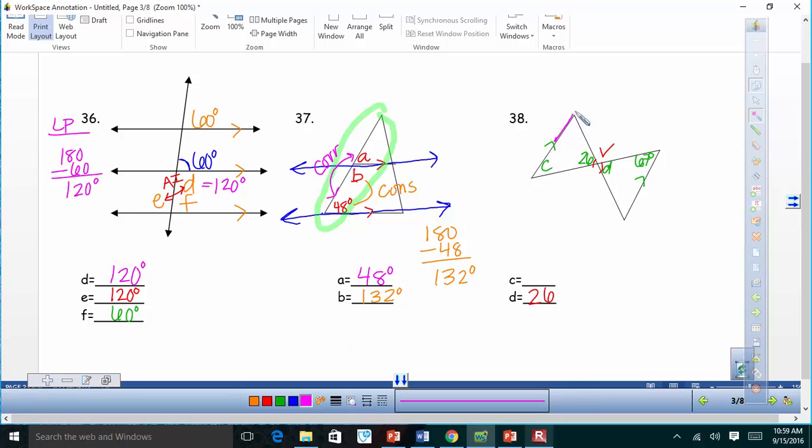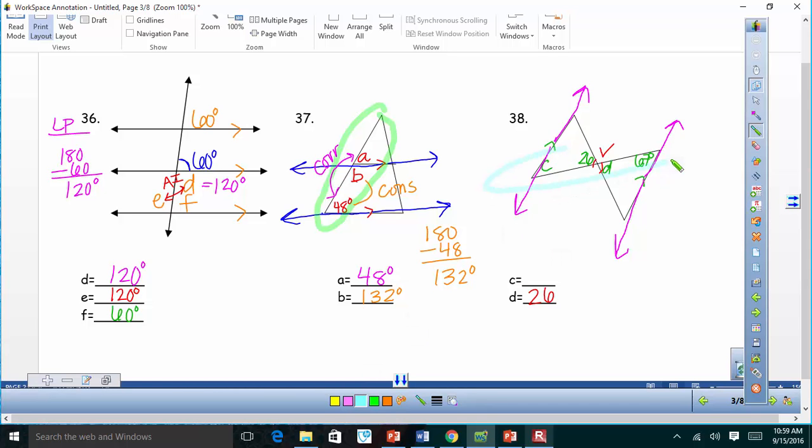If this is one of my parallel lines, and this is one of my parallel lines, okay? 67 and C are both on this transversal, right? So what relationship does C and 67 have right here? Alternate interior. Very good. So that means that C would be 67. Does that make it a little bit easier to see? Okay, perfect.